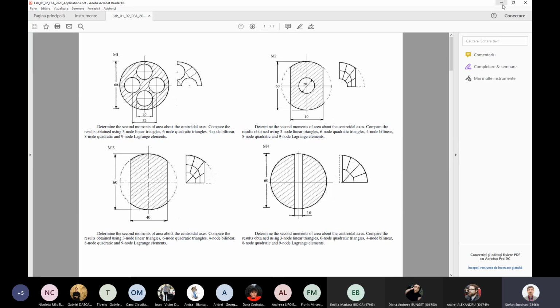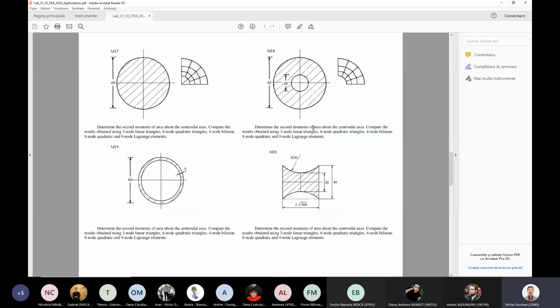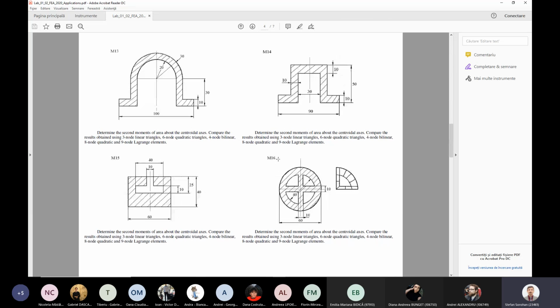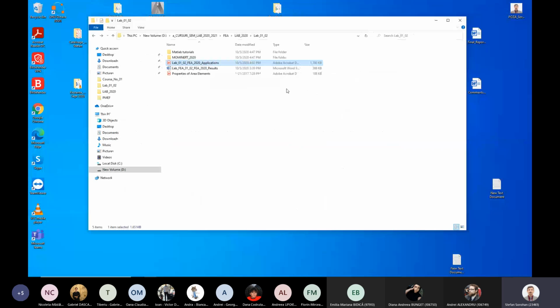As you can see here, these problems are for you. You have a number from the list of the group. I will give you that later, and you must solve your particular problem. So the first student in the group will take M1. The student with number 16 will take the problem M16, and so on. But a little bit later.